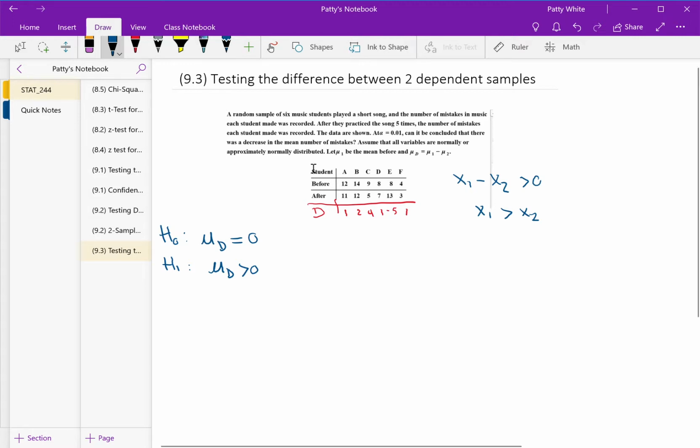So I'm going to use my calculator to make sure that I don't make any mistakes. So I'm going to go ahead and flip over to my calculator. I have no clever way of showing this to you outside this. I put the before in list 1, and I put the after in list 2. And I want to go ahead and subtract my list 1 from my list 2, because that's my new set of data that I'm going to be running my t-test on.